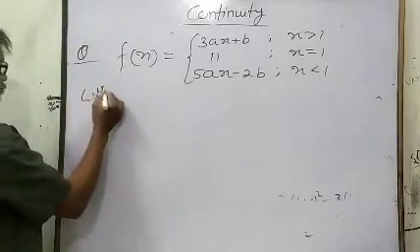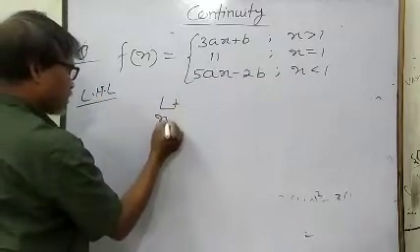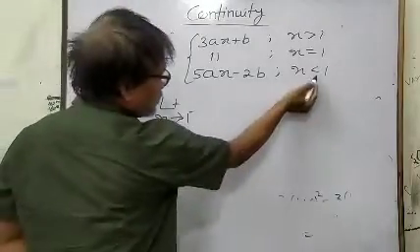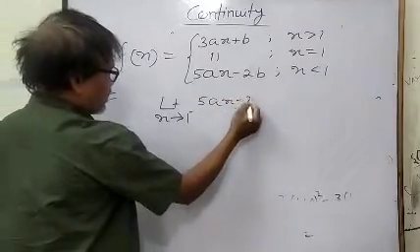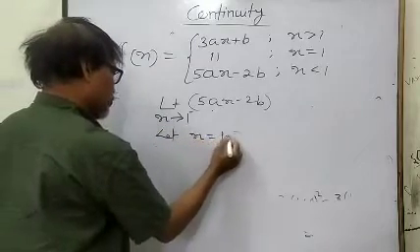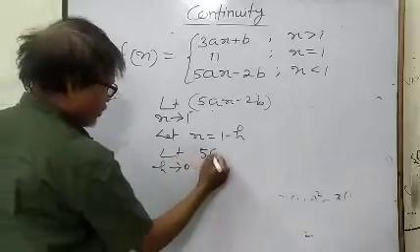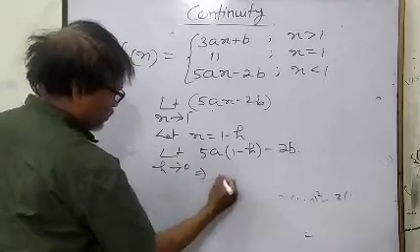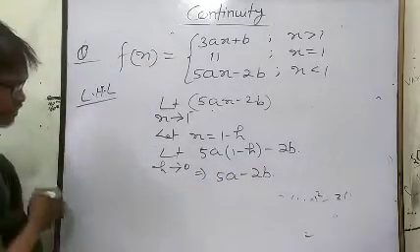First you find the left hand limit. So limit x tending to 1 minus. And 1 minus means we take this function because it is less than 1. So 5ax minus 2b. Then we let x is equal to 1 minus h. So limit h tending to 0, 5a(1 minus h) minus 2b. h is equal to 0. So 5a minus 2b. This is the value of the left hand limit.